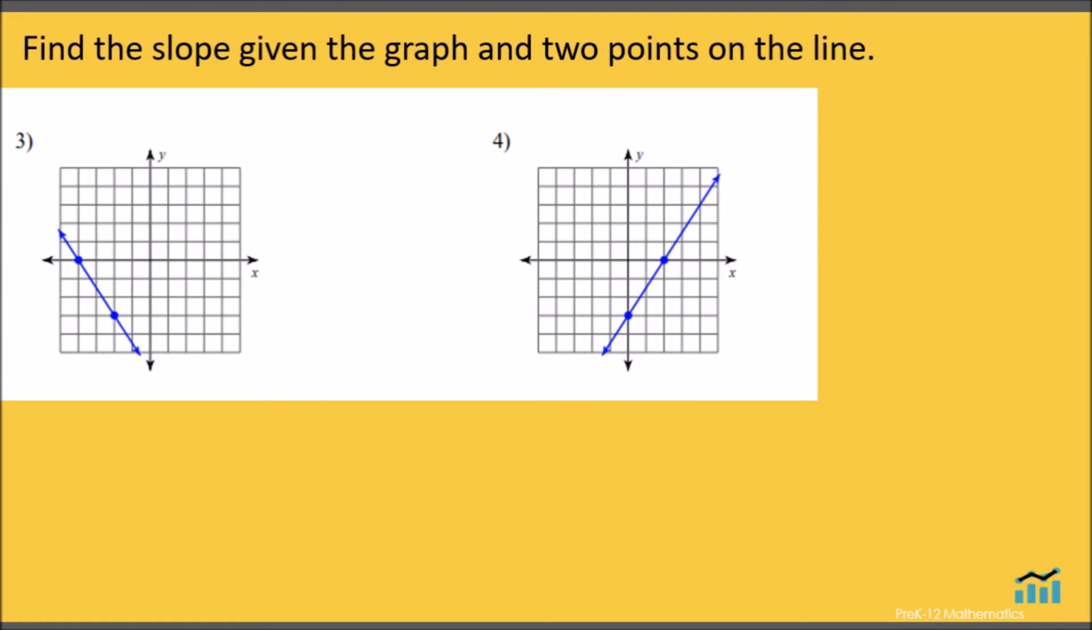Two things we're going to have to do today. One is find the slope given the graph and 2 points on the line. And then we'll also find the slope given just the coordinates of 2 points.